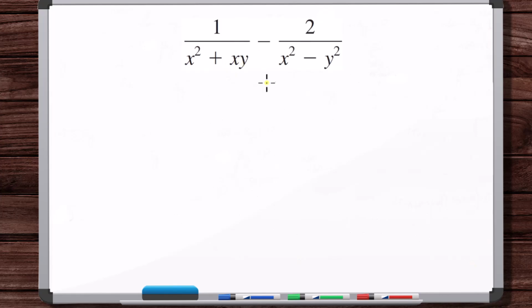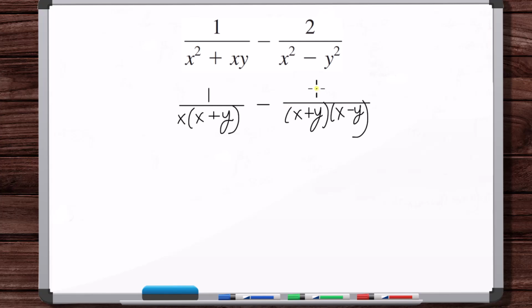Okay, let's see. So when you're trying to find a common denominator with polynomials, it makes it easier if you factor them and you can see the factors. So let's do this. Let's take out an x here, and then here, let's factor this difference of two squares. Now we can see what we need to create the common denominator.